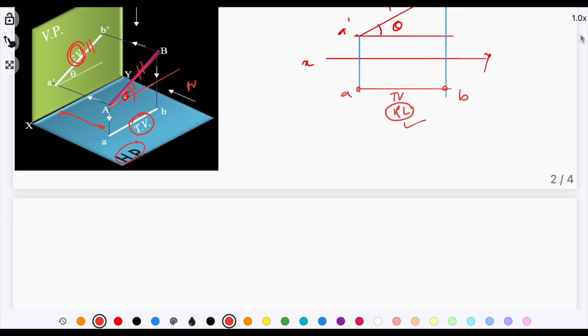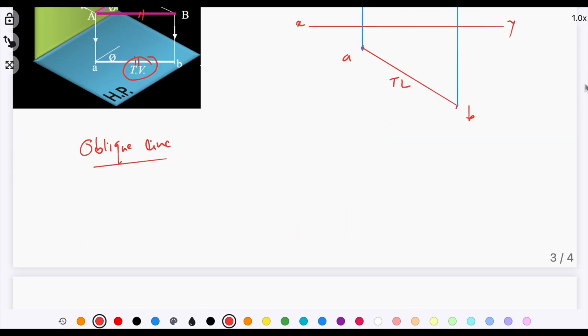Now when the line is inclined to both the reference planes simultaneously, in this case the front view as well as the top view are going to represent a reduced length. You will not get the true length of the line in any of the views, front view as well as top view. So when you are solving examples based on oblique lines, there are a few additional steps that we need to follow, and that we are going to discuss next.